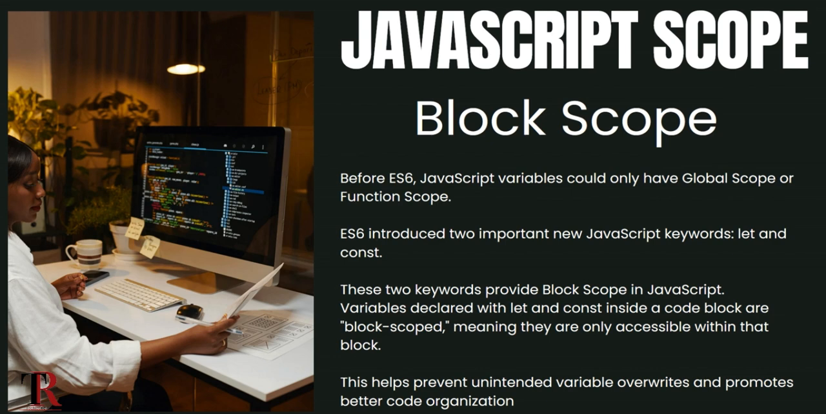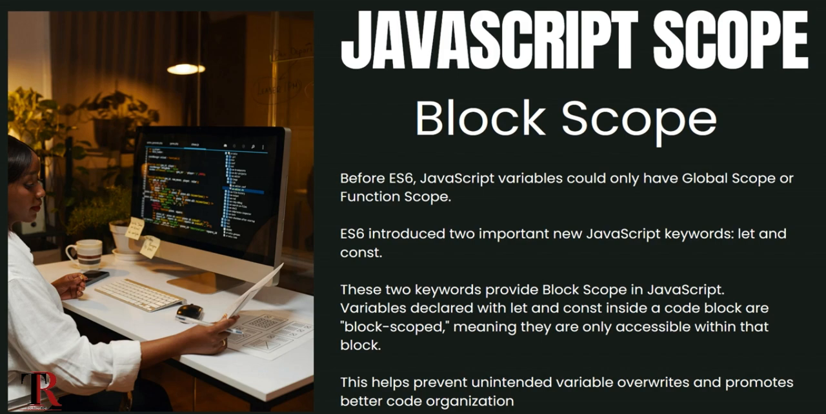These two keywords provide block scope in JavaScript. So the let and const keywords provide block scope in JavaScript. Variables declared with let and const inside a code block are block scoped, meaning they are only accessible within that block. And what that means is this.